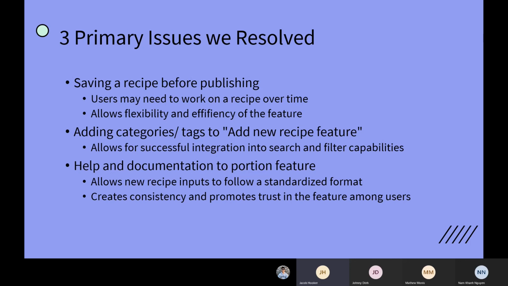We also resolved the issue of adding categories and tags to the add new recipe feature. Originally we had no way for a person that was creating a new recipe to format different categories while building it out. Now this could be a large problem because then it would be up to the community to add those tags at a later date. So to enhance usability and flexibility, we incorporated adding category tags.